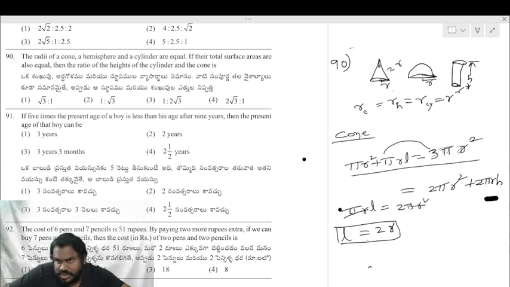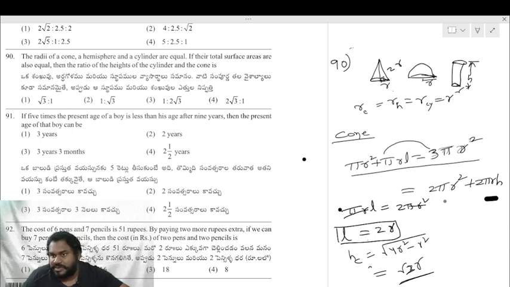If that is 2r, how can you find the height? It's a right triangle. So the hypotenuse squared minus the side squared is equal to the height squared, nothing but 4r square minus r square. So height of cone will become equal to under root of 4r square minus r square. So that is nothing but root 3 r. So one we got.